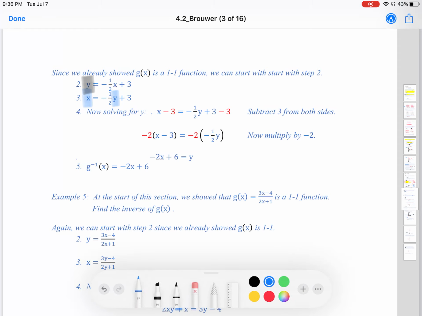So I have x equals negative 1 half y plus 3. Minus 3, minus 3, I have x minus 3 equals negative 1 half y. All right, to get rid of fractions, multiply by the reciprocal, which is 2 over 1. That cancels my number. So I'm left with 2 times (x minus 3) equals y. Redistribute. 2x minus 6 equals y.